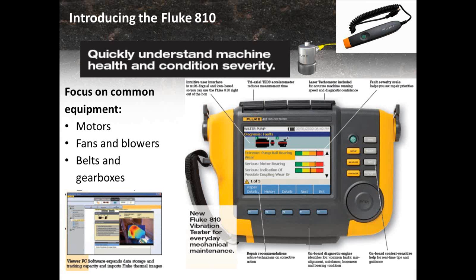Can you balance with the 810? Not yet, but we do have that in our plan. Right now the 810 will tell you whether your machine is imbalanced, and whether you have bad bearings, misalignment or looseness. It has the hardware and the tools, so one of the development projects we're looking at in the near future is to add balancing to the 810. So the answer is not right now, but we're looking to add that as a program.